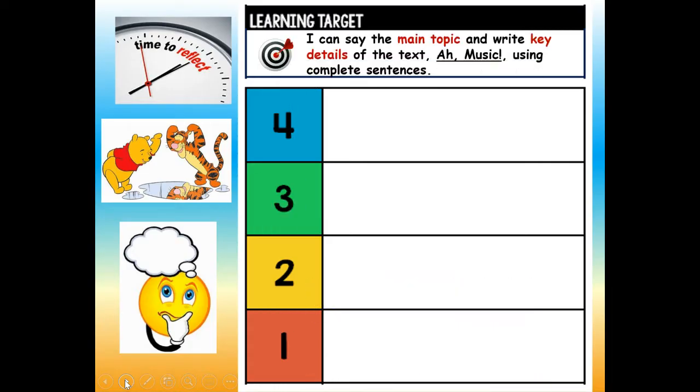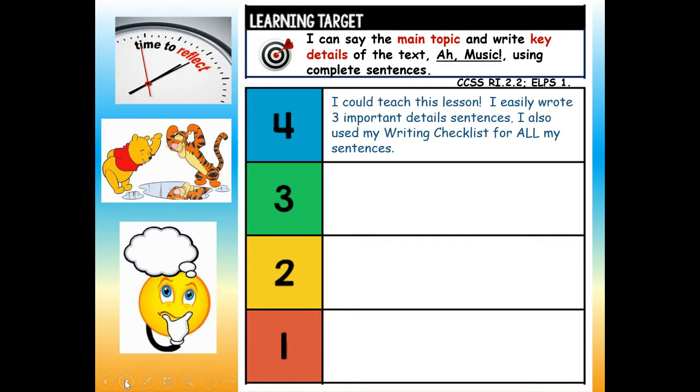All right, at the top of your paper, I want you to reflect. What was our learning target? I can say the main topic and write key details of the text on music using complete sentences. Would you give yourself a 4? I could teach this lesson. I easily wrote 3 important detail sentences. I also used my writing checklist for all my sentences.